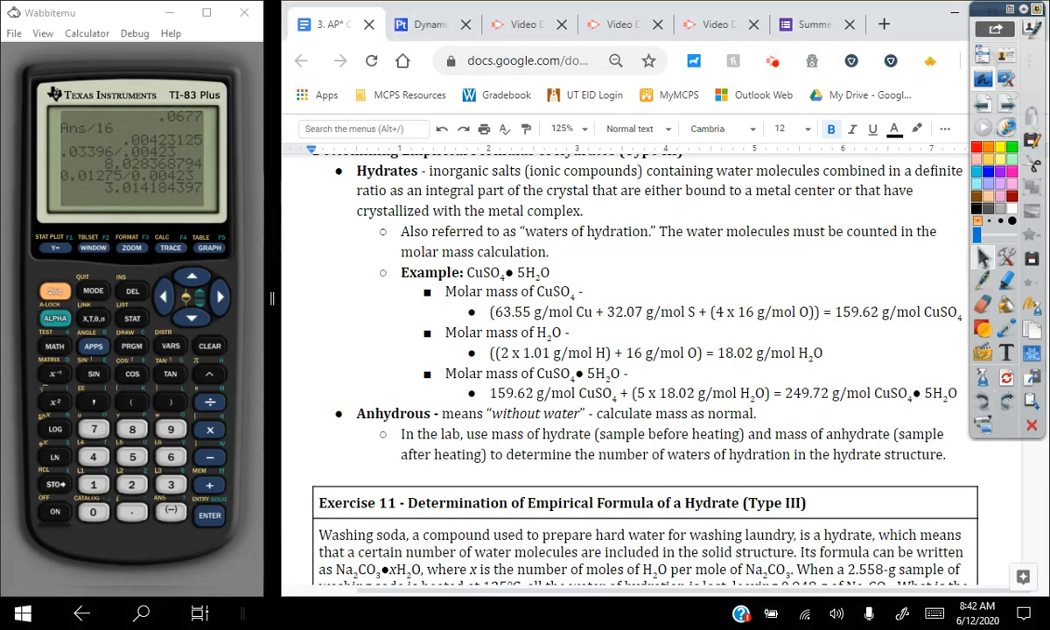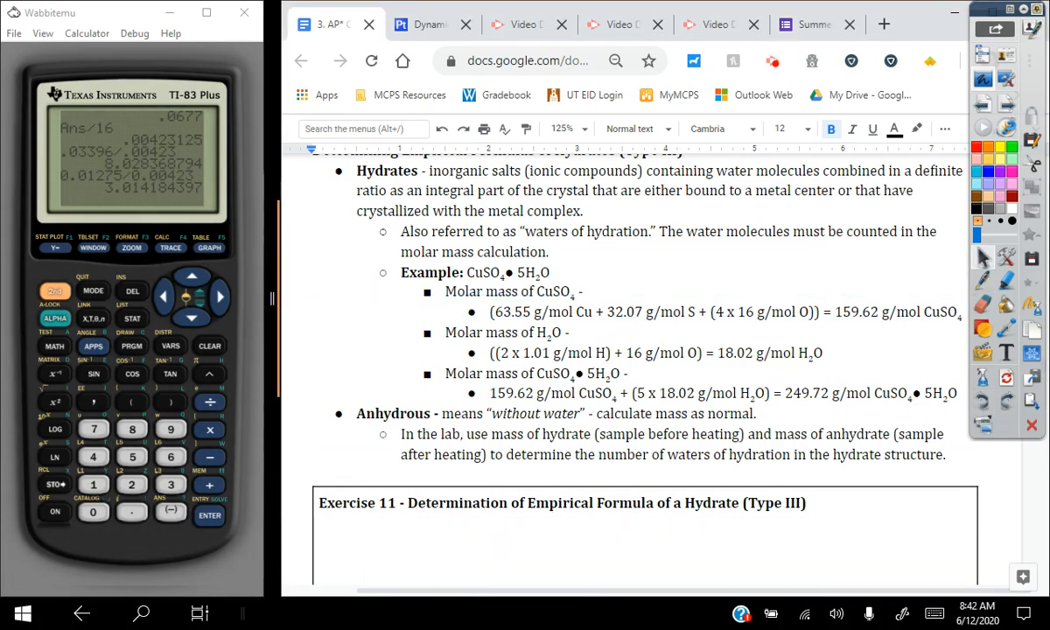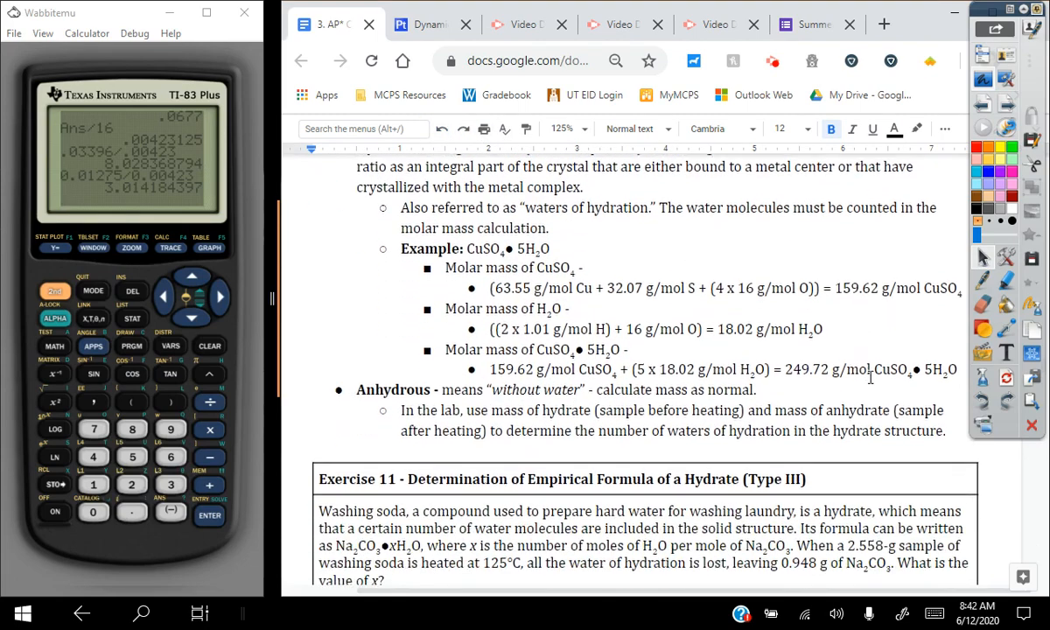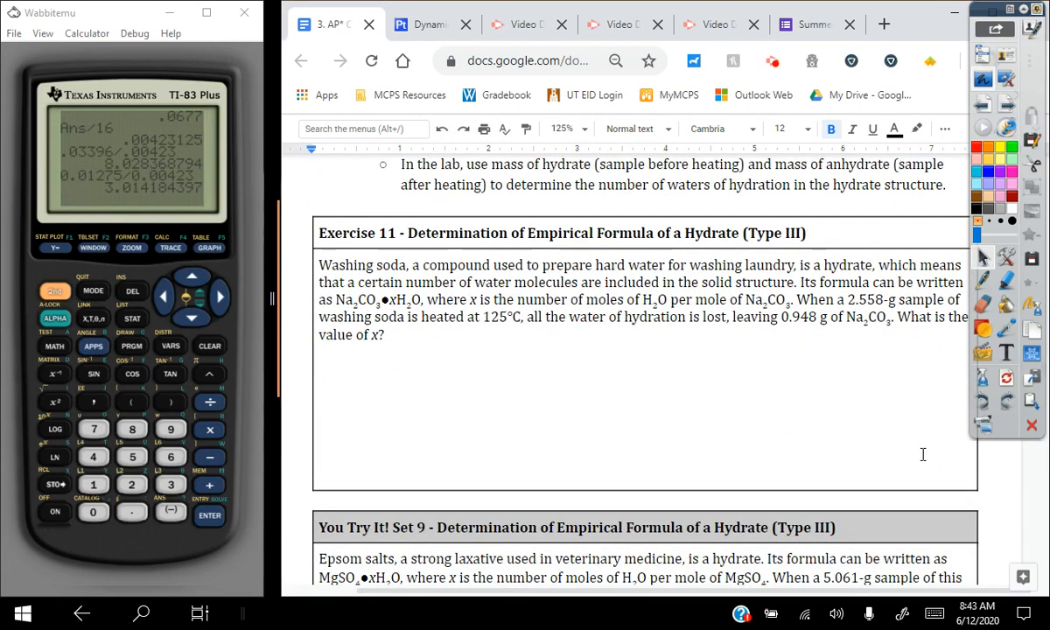So we'll do this example here. It says washing soda, a compound used to prepare hard water for washing laundry, is a hydrate, which means a certain number of water molecules are included in the solid structure. Its formula can be written as sodium carbonate X H2O, where X is the number of moles of H2O per mole of sodium carbonate. When a 2.558 gram sample of washing soda is heated at 125 degrees Celsius, all the waters of hydration are lost, leaving 0.948 grams of sodium carbonate. What is the value of X?